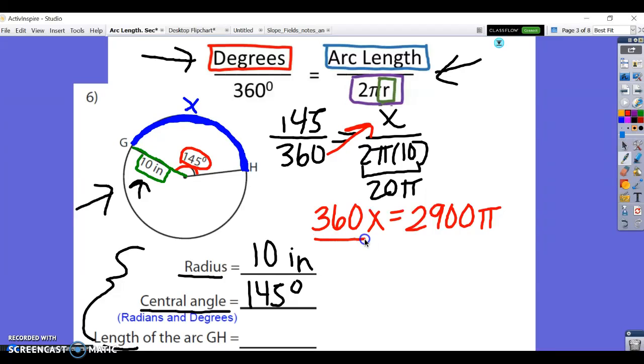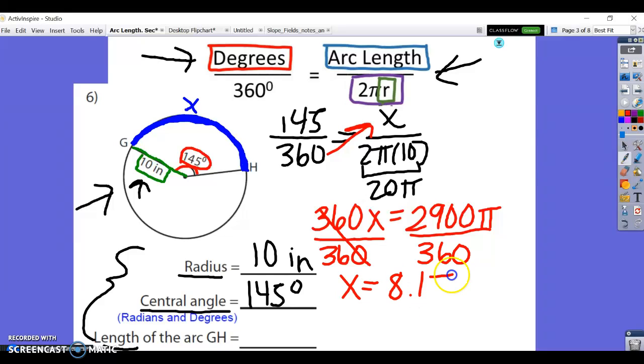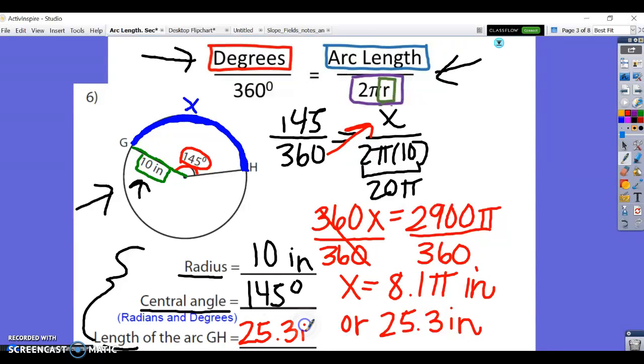And then last but not least, we're going to divide both sides by 360 to get x by itself. And when you do that, x is going to end up being 8.1 pi. Now this is arc length, so I know my units are going to be inches. The other answer choice that you could give me is you could say that this is 25.3 inches just by putting 8.1 pi into your calculator. So I'm going to go ahead and write that right here. One of the answers, it doesn't matter which one. Boom. Okay, so now I'm going to go on to the next one.